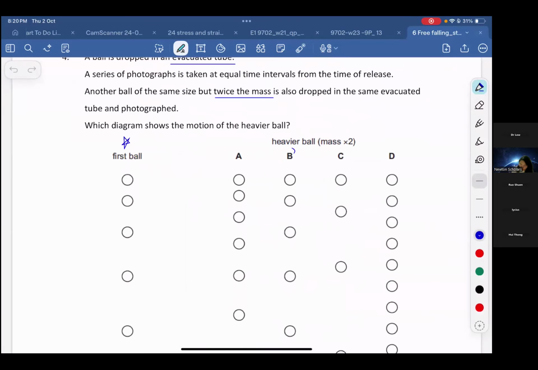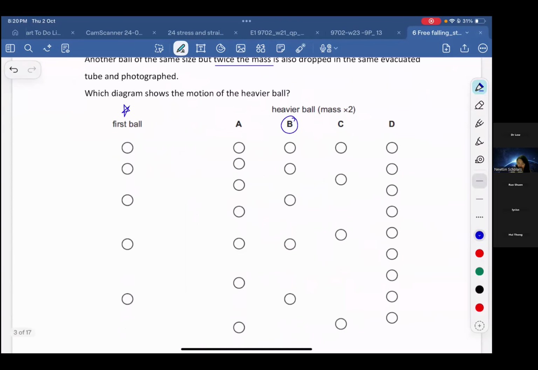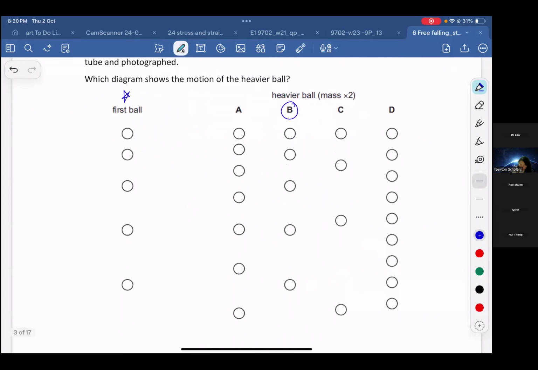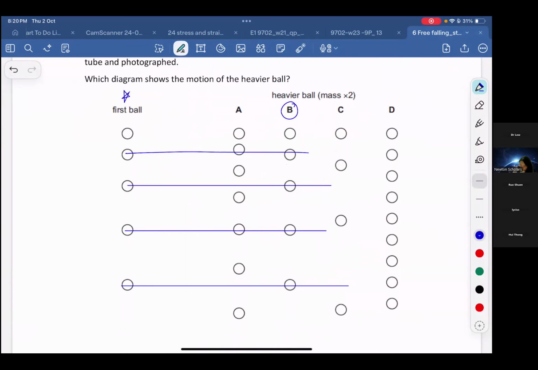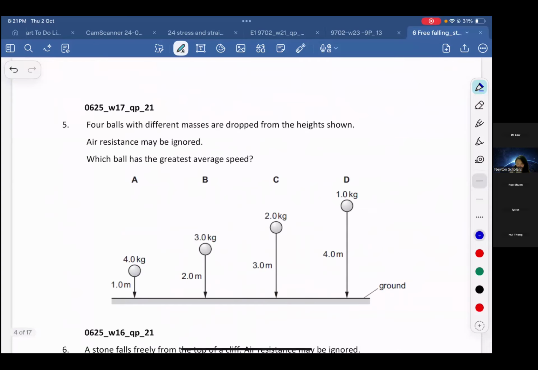Okay, B. Any question? You see this one? The position is exactly the same. Any question, dear? Give me a response. If no question, we go to page number 4. Okay, dear, number 4.